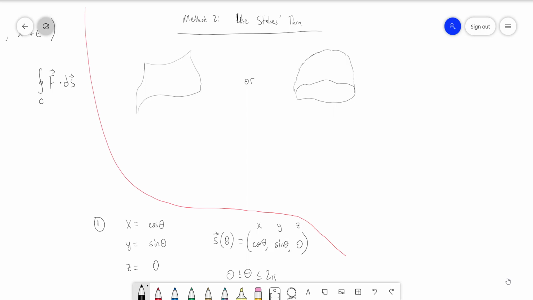Something like that. But it would be without the, so like not including this lid on the bowl, if you will. It's just like an open bowl, okay? So for surfaces like these which do not enclose any volume, you can try to apply Stokes' theorem to them.